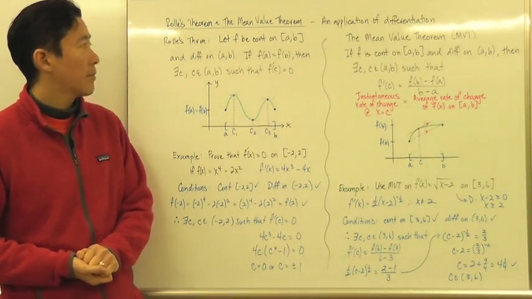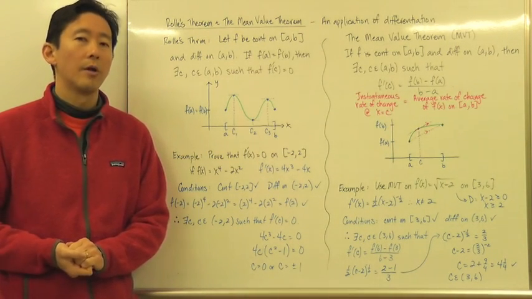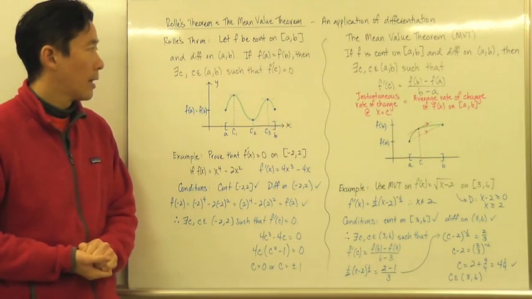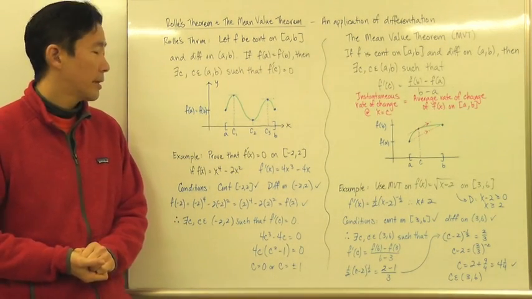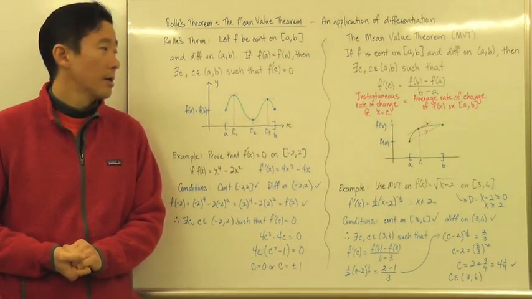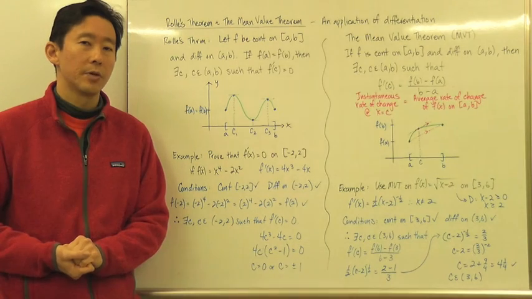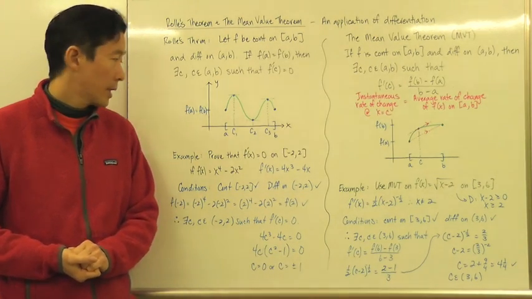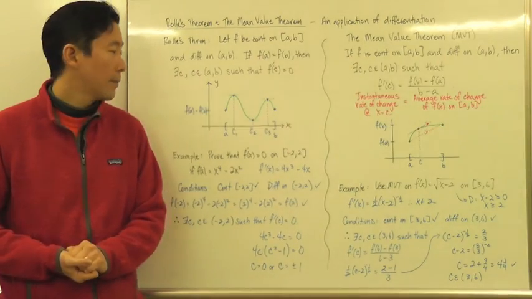Rolle's theorem says let f be continuous on the closed interval [a, b] and differentiable on the open interval (a, b). It says that if f of a is equal to f of b, then there exists a c on the open interval (a, b) such that f prime of c is equal to 0. So again, let's go through the same process of visualizing what exactly this is stating.